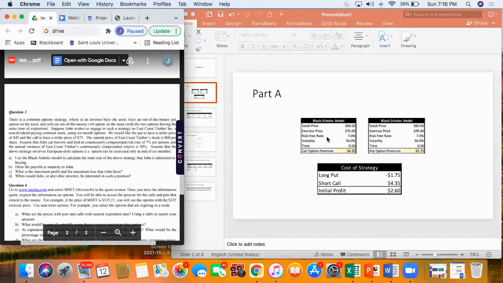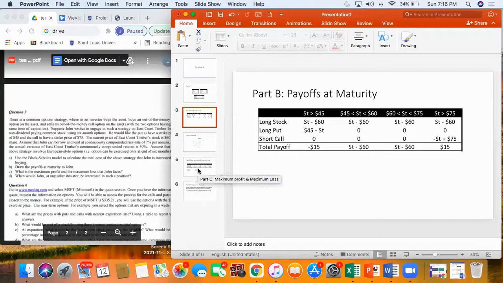And now analyzing the exercise price of $45, the put option premium will be $1.75. In order to cover the put option premium for the exercise price of $45, we'd have to long put that. And then for the exercise price of $75, you would short call the $4.35 in order to cover that position as well, which would give you an initial profit of $2.60.